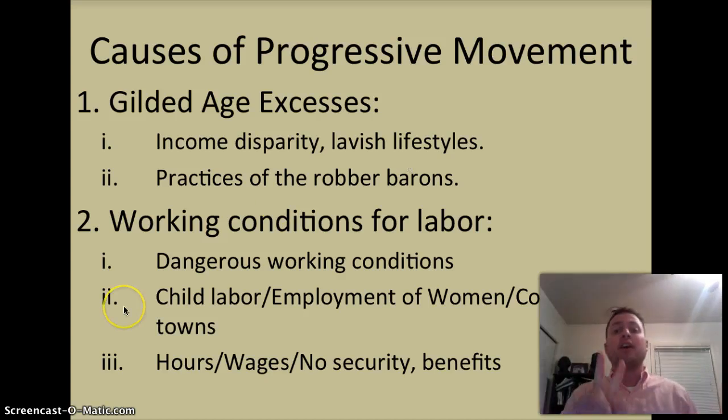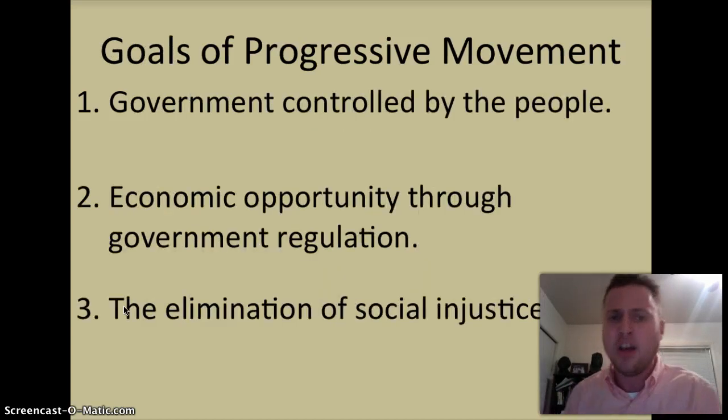Two, the other big cause besides the Gilded Age excesses was working conditions for labor. Dangerous working conditions, child labor, employment of women, company towns, hours, wages, no security, no benefits. We call that bad stuff. So the Progressive Movement looks to fix it. Here we go. Americans today and all the way back to 1776 argue over what the role of government is. The Progressive Movement states government is good. We use good government to fix bad stuff. And here's how we do it.